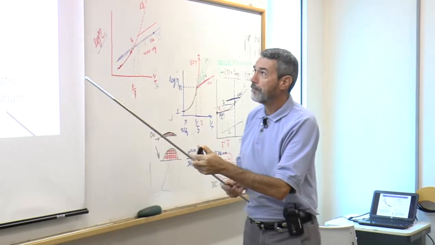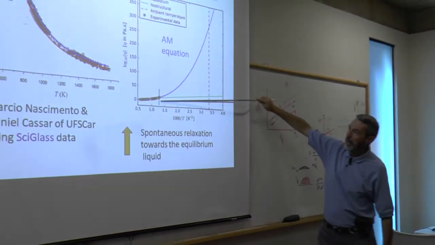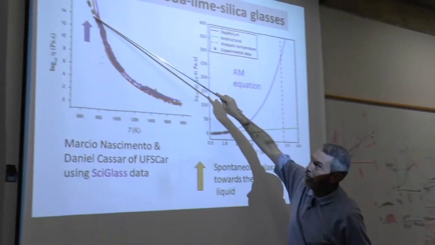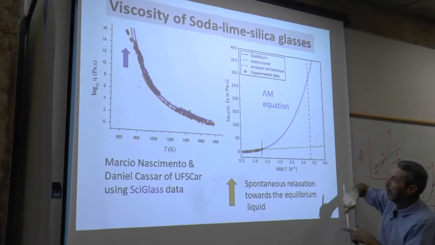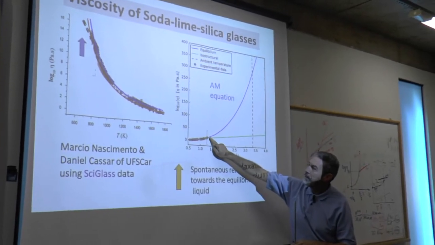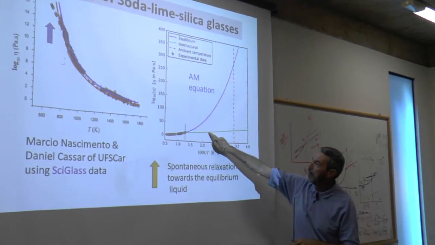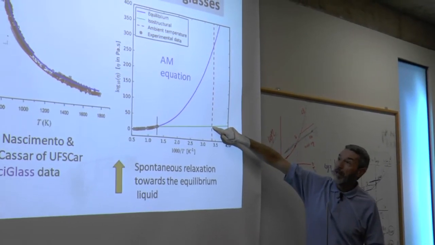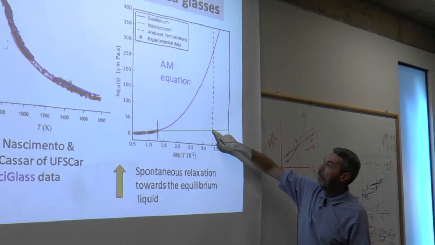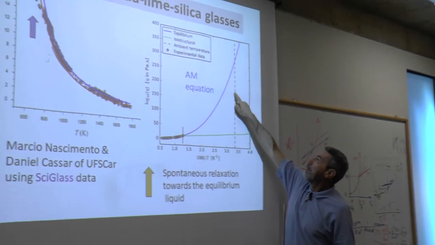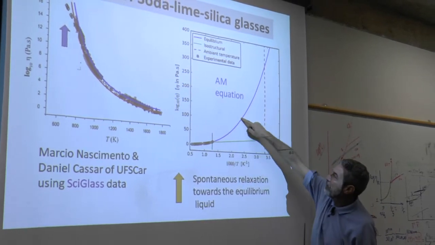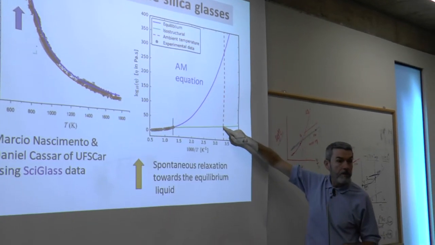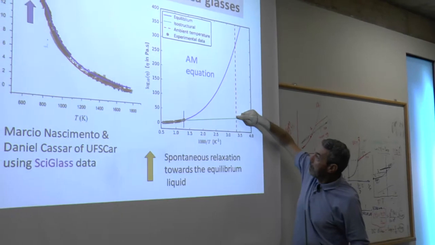This is the idea. We had isoviscosity data, only a few data points here, and then we extrapolated down. This is room temperature. So the relaxation process is like going from here to the extrapolated value of the equilibrium viscosity. This is non-equilibrium. This is equilibrium. This is the process.